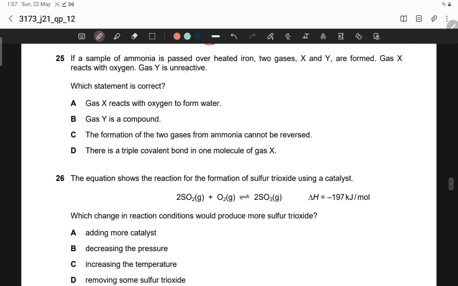If a sample of ammonia is passed over heated iron, Fe plus NH3 to form two gases X and Y. Gas X reacts with oxygen, and gas Y reacts with hydrogen.